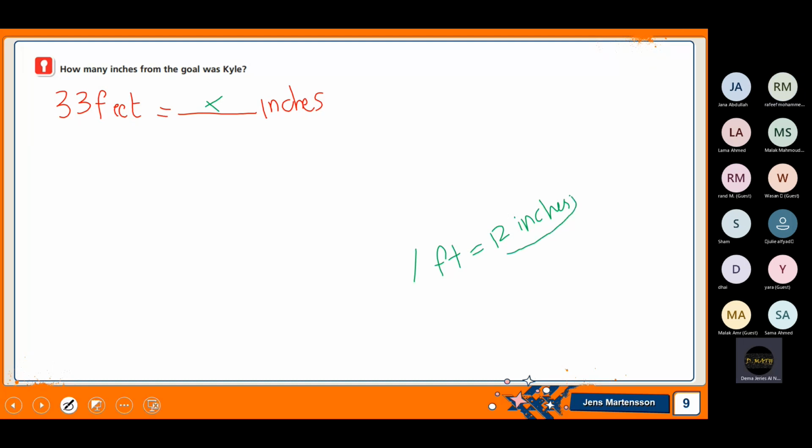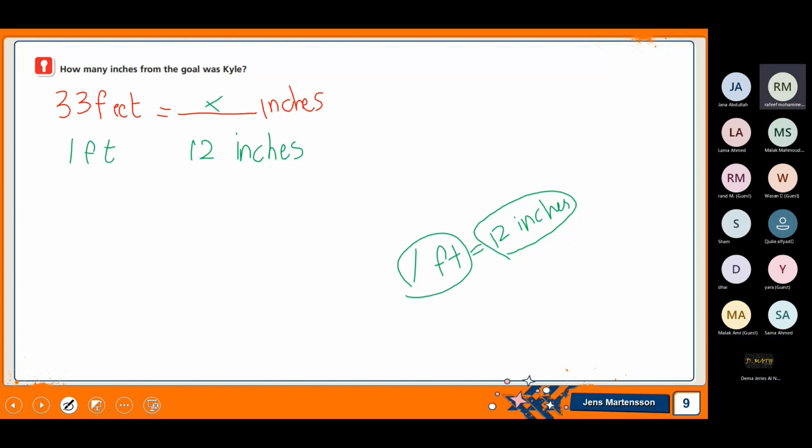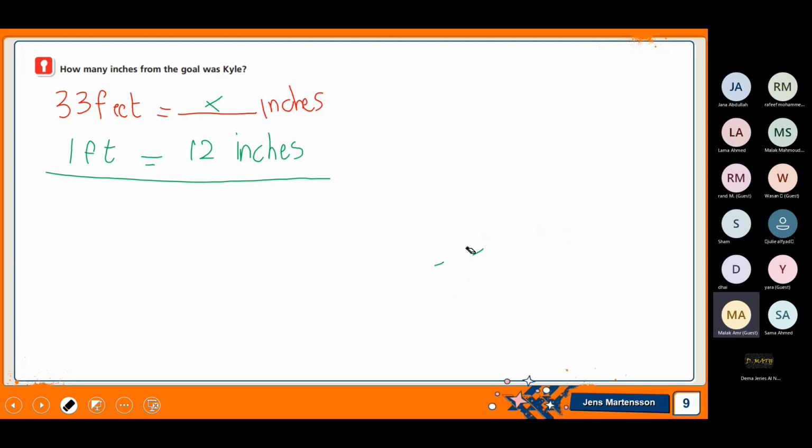Inches is 12 inches, so you put 12 here, and the 1 foot under the feet. You write 1 foot because it's singular, but 2 feet because it's plural. Then you make them like fractions and multiply them together.